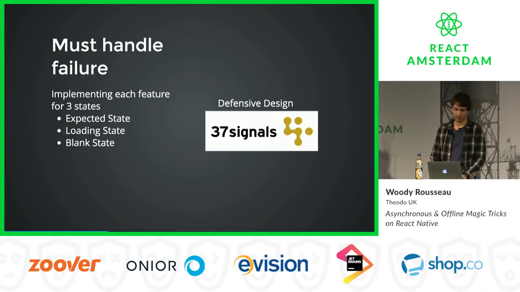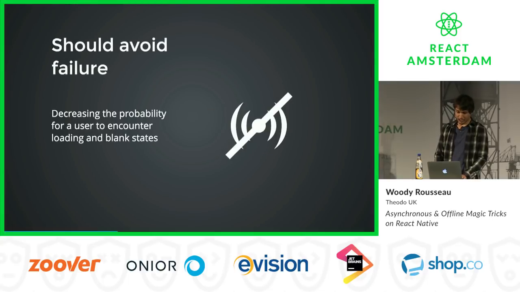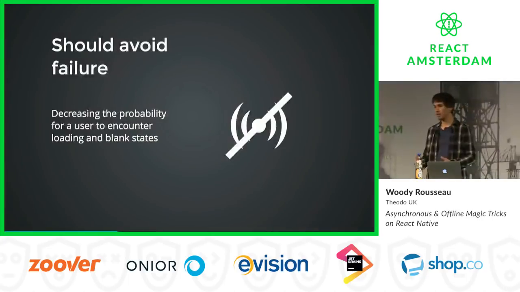And then there's should avoid failure, which is optional. You can go as far as you want depending on the budget and the time you want to spend on it. The idea is you want to decrease the probability of the user facing a state where the app is not functioning in an optimal manner. So there are two different aims, which is why I wanted to start with that.